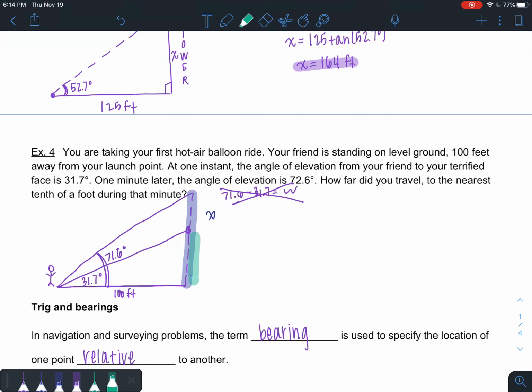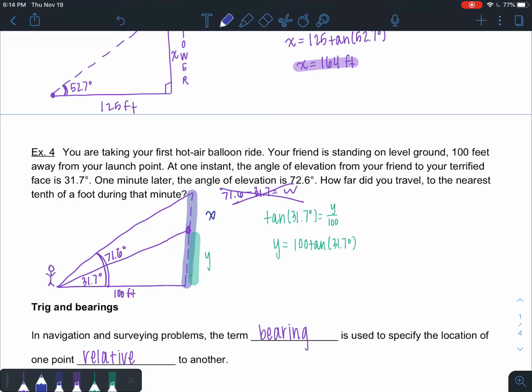Hopefully it's obvious that that is just what I'm talking about. Y. There we go. So let's find Y first. So I'm going to have tangent of 31.7 degrees equals Y over 100. So then Y is equal to 100 tangent of 31.7 degrees.